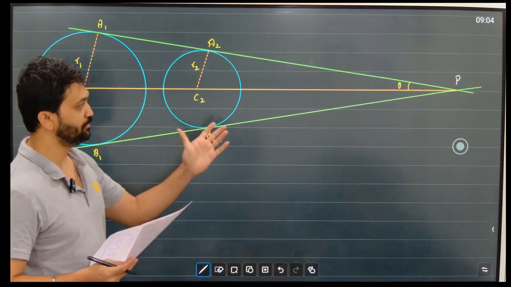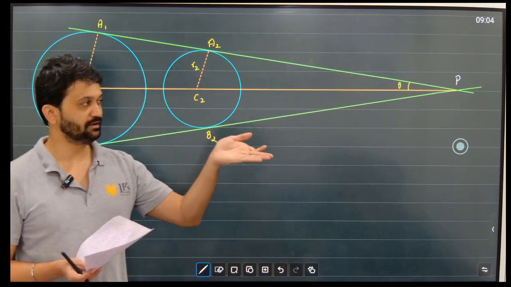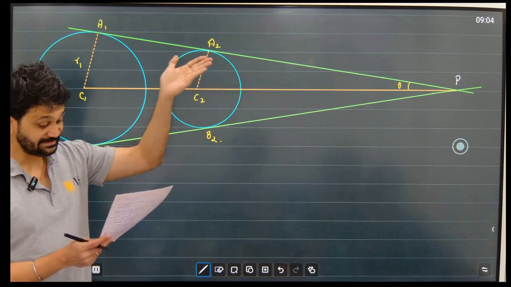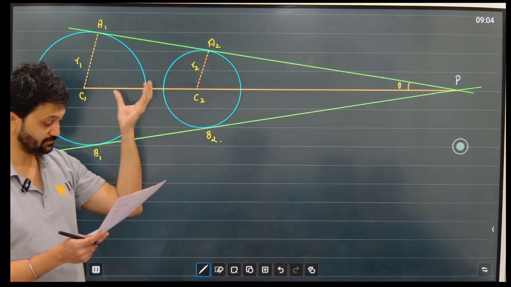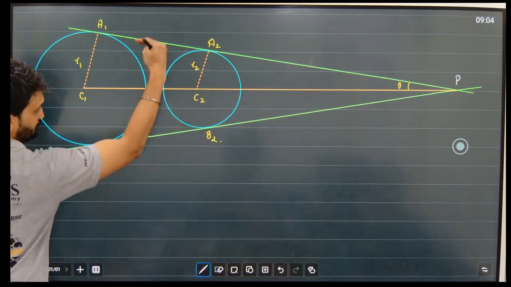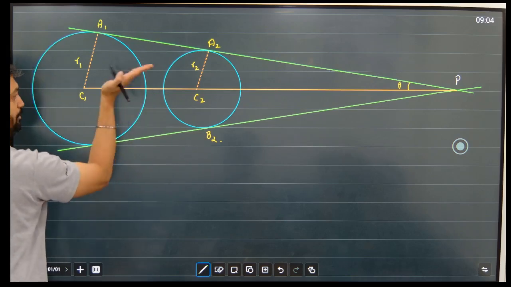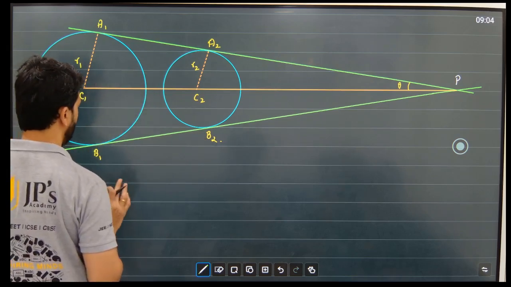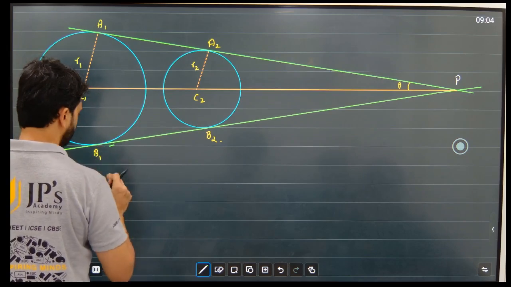Now, according to direct common tangent, the definition says that the centers lie on the same side of the tangent line. So the centers lie on this side, and if the tangent is here, C1 and C2 lie above. Okay, everyone, please draw this.